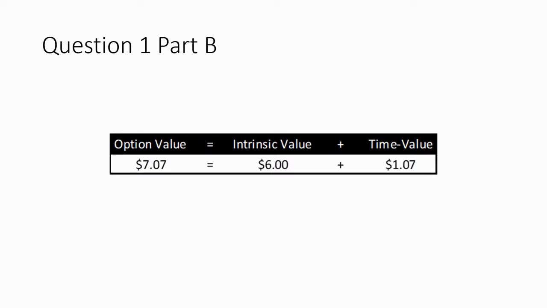Then we subtracted the intrinsic value component from the original option value to get the time value component. So $7.07 minus $6 equals $1.07. So the time value component of the option is $1.07.